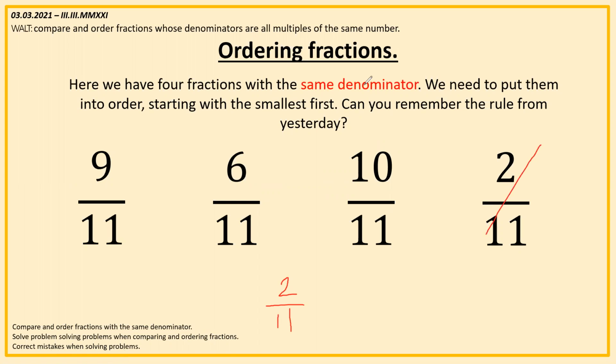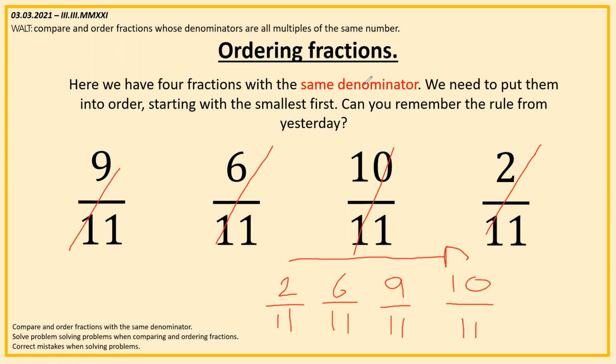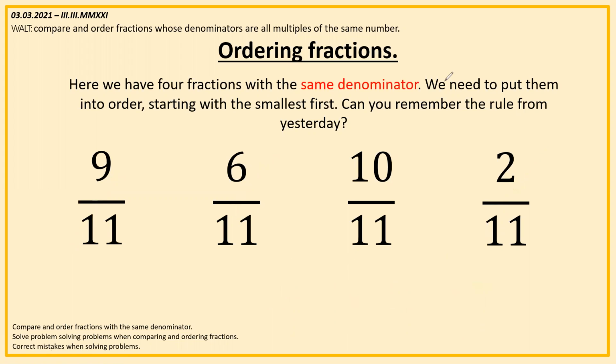I'm going to cross that one off because I've written that down. The next number would be 6/11ths. Then we've got 9/11ths. And we've got 10/11ths. So you can see here now we're going in ascending order, starting with the smallest, and you can see that my numerators are getting bigger. So we've got 2, 6, 9, and 10. So that is how you very simply put in order fractions with the same denominator. So let's have a look at the next slide.